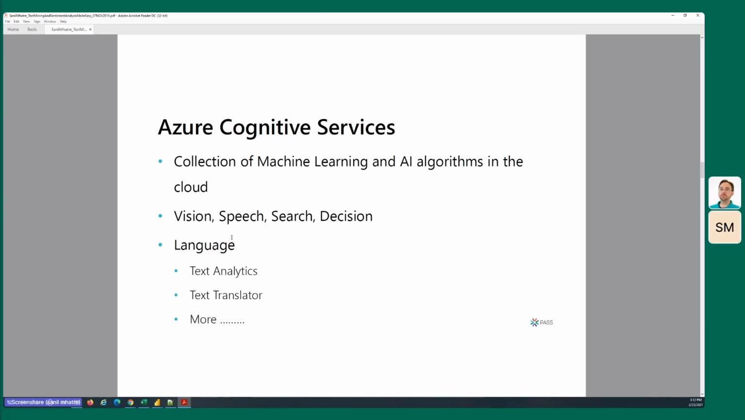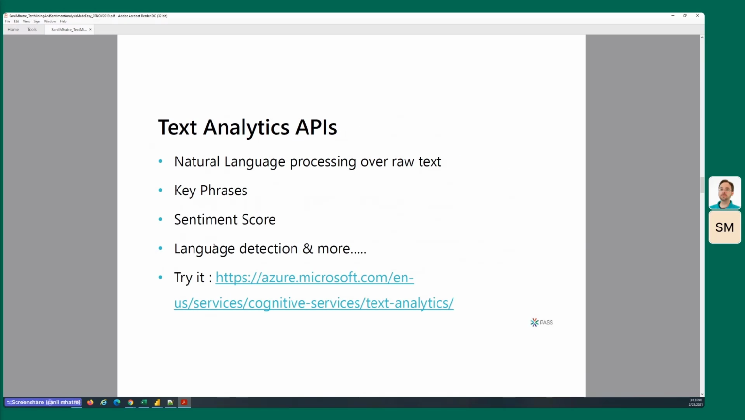So what is Azure Cognitive Services? It's a collection of machine learning and AI algorithms in the cloud. There are algorithms related to vision, speech, search, decision, and so many more things that they keep adding almost on a daily basis, it seems. We are going to focus on the language section of it. In language, they have text analytics, they have text translator, and a few more. But our focus is going to be text analytics APIs.